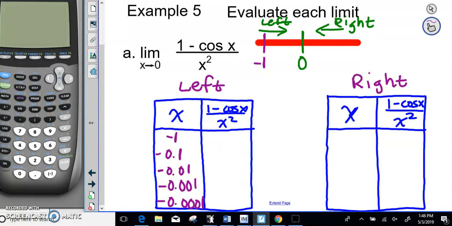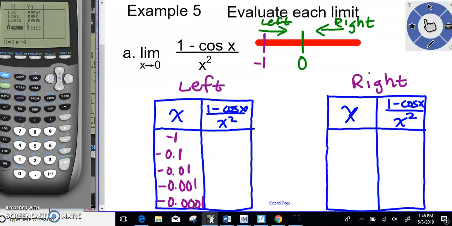So now in the calculator, we're going to go to y equals and put in the function, 1 minus cosine x over x squared. Okay? So we have the function 1 minus cosine x over x squared.